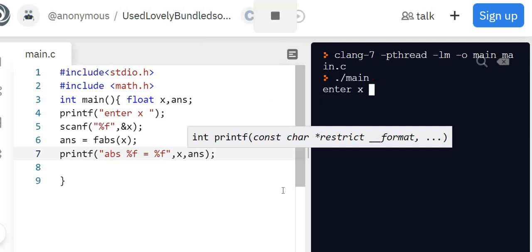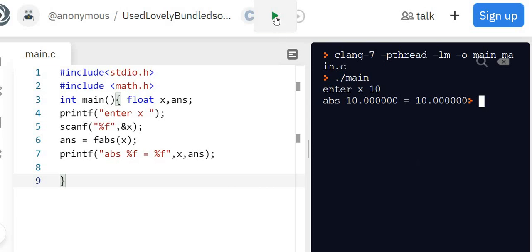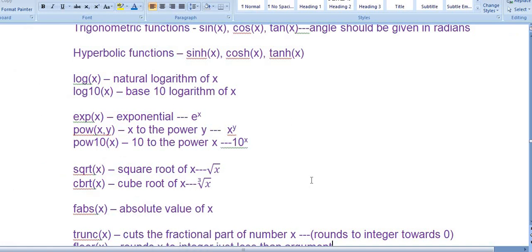So, enter x. Now, suppose I enter x as 10. Sorry, I have to enter x here. I will just rerun the program. Enter x: 10. Absolute value is 10. But if I give minus 46, absolute value is plus 46. That's all. Very simple. Now, we have to check the truncation functions and understand them.